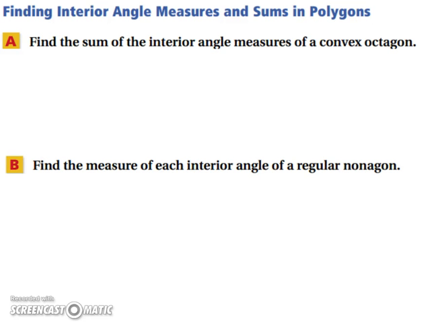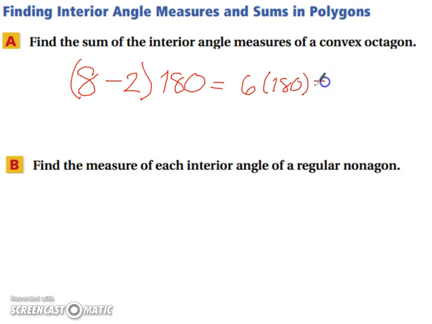Finding interior angle measures and sums in polygons. Find the sum of the interior angle measures of a convex octagon. Well, an octagon has 8 sides, so 8 minus 2 times 180 will give us our sum of the interior angle measures. Following order of operations, we have 8 minus 2 giving us 6 times 180. And 6 times 180 is 1080 degrees. Take a moment and pause the video and try B.